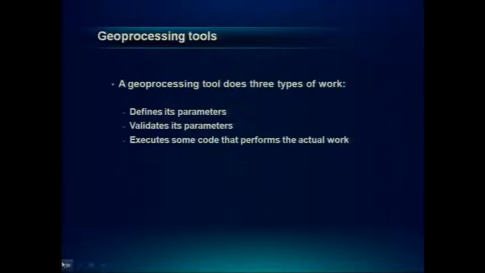Now, when we talk about tools, and this is going to be a common theme throughout today, a geoprocessing tool really does three main things. Right? It defines its parameters. So when you open up a tool dialog, you see a list of parameters. That's one thing. It validates those parameters. And there's two levels of validation. There's validation that data types on their own will take care of, and then there's validation that you can do as well on top of that. And then the third part of a tool is that it then executes some code underneath the covers.